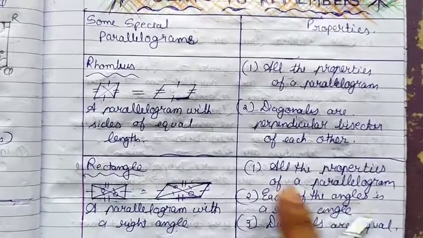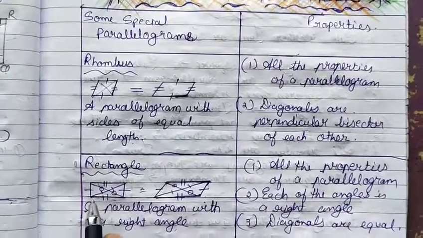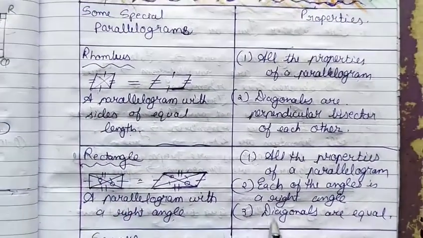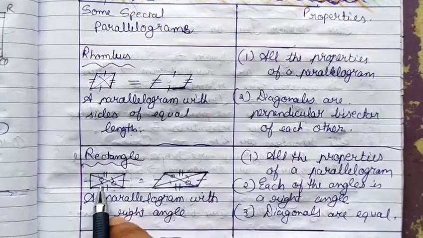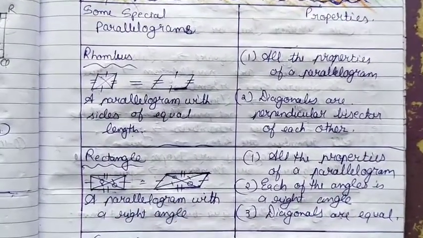Each angle is a right angle. Right angle means 90 degrees. Diagonals are equal, the lengths of the diagonals are equal. Here you will not find the diagonals equal.